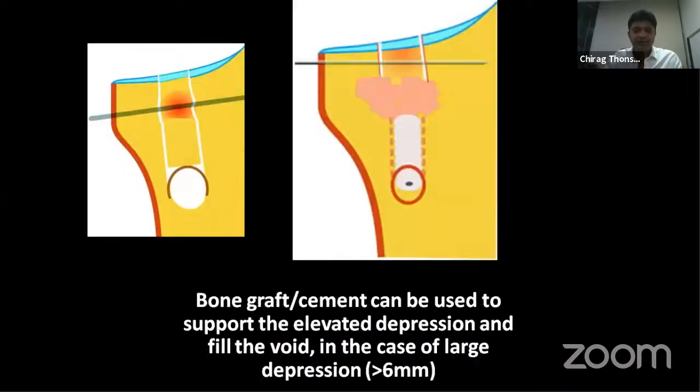If the fracture defect is too much, I mean, for us, more than 6 millimeters of depression is considered a larger depression. You can quantify the depression defect with your preoperative CT scan. If the defect is more than 6 millimeters, go ahead and use a strut graft, or a cortical graft, or a cortical cancellous graft, or else use bone cement, which would give much steadier support for these kinds of elevated fractures.